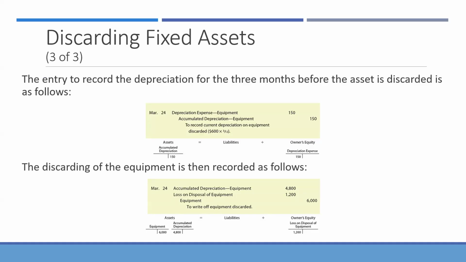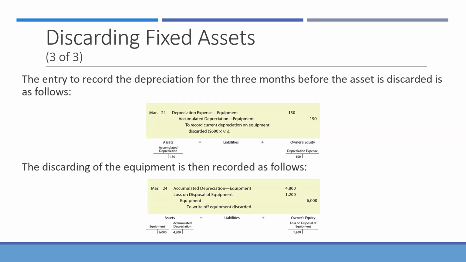So we record depreciation expense as a debit and then a credit to accumulated depreciation to record it first. And then we remove the new amount from the books. So we used to have 4,650 of accumulated depreciation. Now it's increased to 4,800, which is our debit to accumulated depreciation. Our credit to equipment is 6,000. And so on the date of the disposal, the net book value of the equipment is $1,200 because 6,000 minus 4,800 is 1,200. And since we're writing it off and discarding it, we didn't get any cash for the asset. So we need to record a loss on disposal of equipment of $1,200.